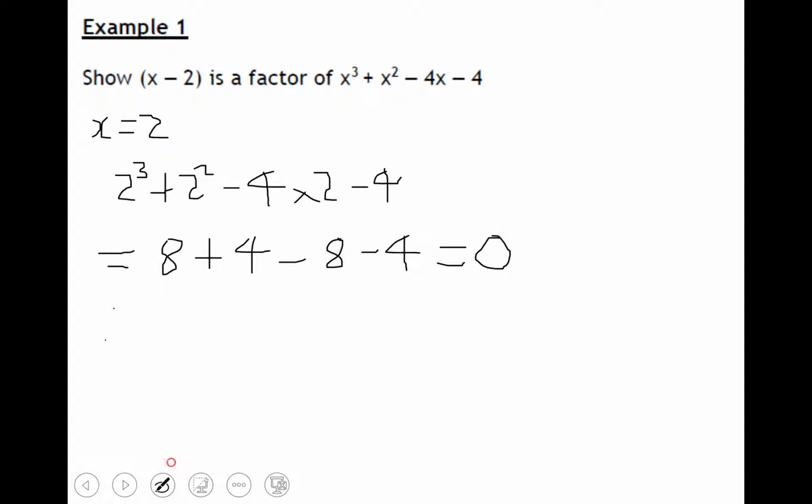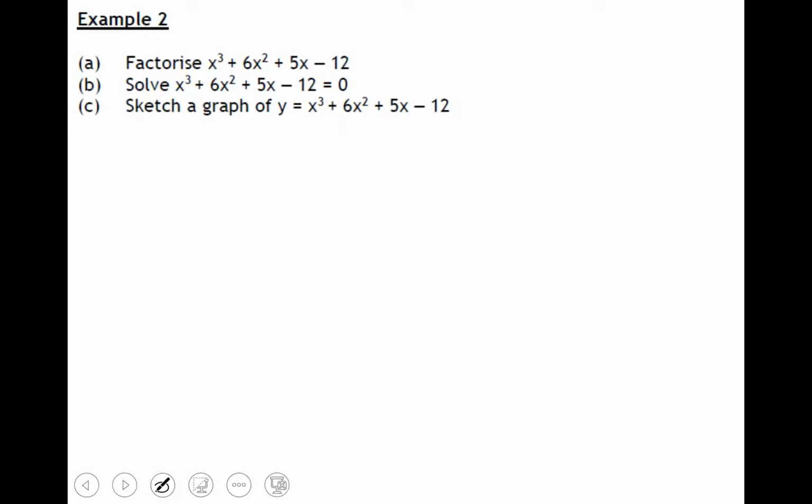Now in the exam we would then have to write a statement, so we would say therefore x minus 2 is a factor. Without that comment you would not get the full marks for such a question in the exam, and there will only be 1 or 2 marks for this.